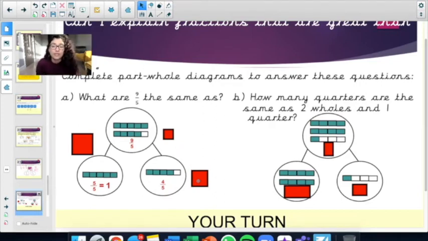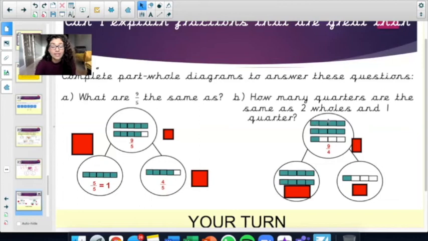B, how many quarters are the same as 2 wholes and a quarter? So you count up how many have been shaded in. 1, 2, 3, 4, 5, 6, 7, 8, 9. So 9 is going to be your numerator, as you can see. And then how many parts make up one whole? And one whole is a bar that's been completely shaded in. And how many parts do you need to shade in to make one whole? You need 4, because that bar is split into 4 parts. So your denominator will be 4. Now, the way in which you split this is you see how many wholes you've got and you count them up.